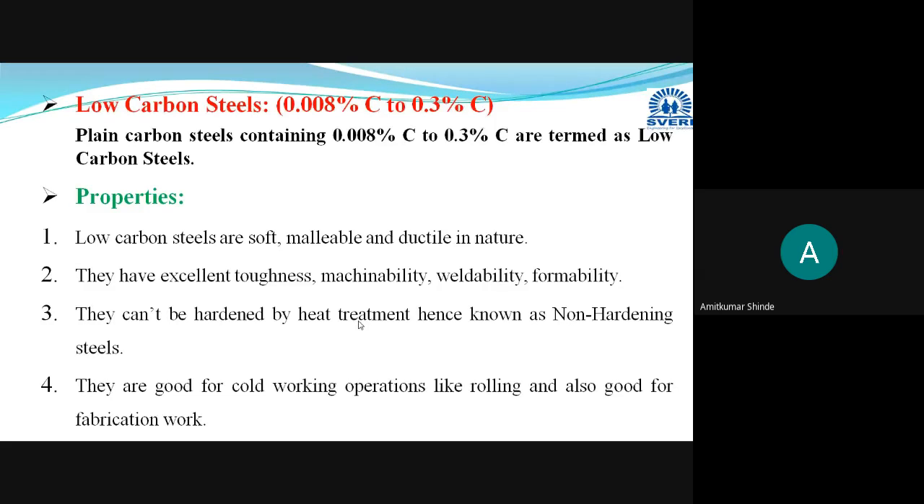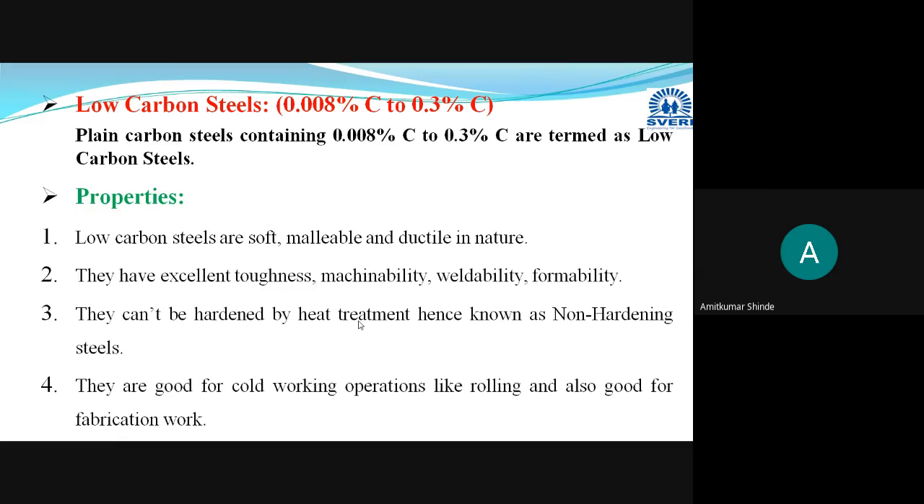The next, the fourth property, I have already explained: you can do fabrication work very easily or other cold working operations very easily. Simply, how to remember the properties: whenever the percentage of carbon is low, that steel will be soft, malleable, ductile in nature. As it is soft, malleable and ductile, you can do machining very easily, welding very easily, and different forming processes very easily. And as carbon percentage is lesser, it is not possible to do the hardening of that kind of steel. In this way it is very easy to remember the properties.